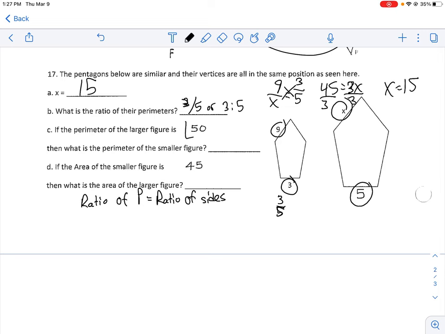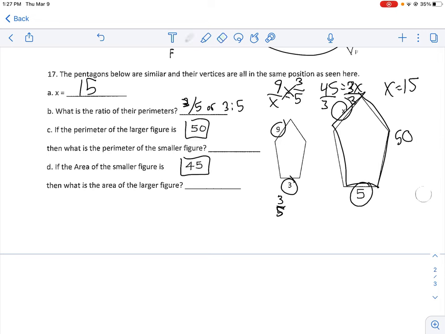It tells us the perimeter of the larger figure is 50. I don't know why they didn't print it on your worksheet, but the perimeter of the larger figure is 50. So this plus this plus this plus this plus this is 50. We can find the perimeter of the smaller figure using that, okay? So if the perimeter of the larger figure is 50, we can go 50 over x, since we're trying to find the smaller one. And then what is the ratio of my perimeters that I can set that equal to and solve? Oh, it is 3 over 5.